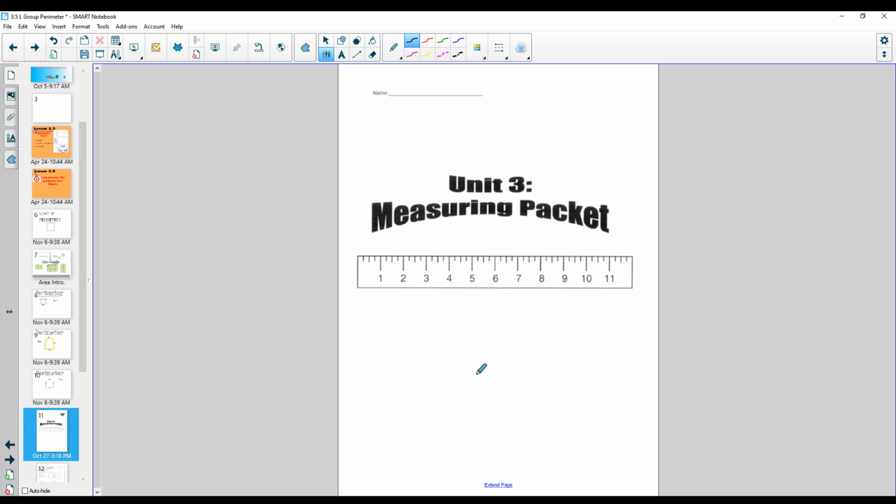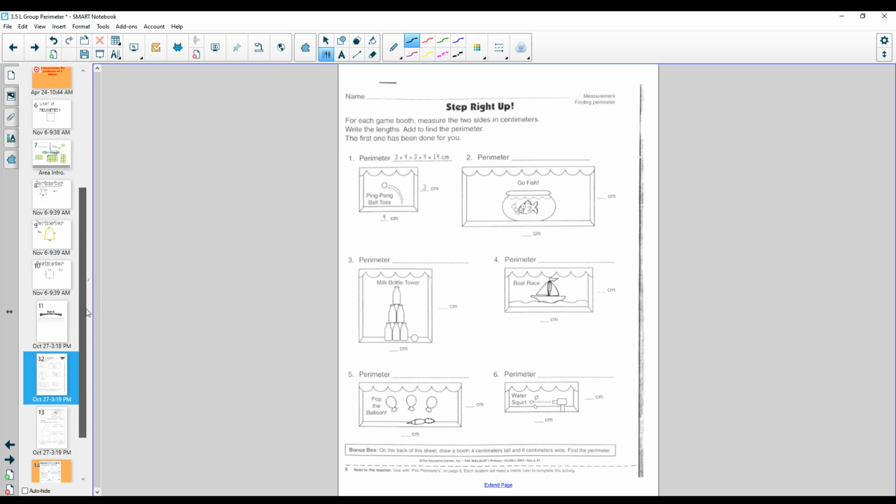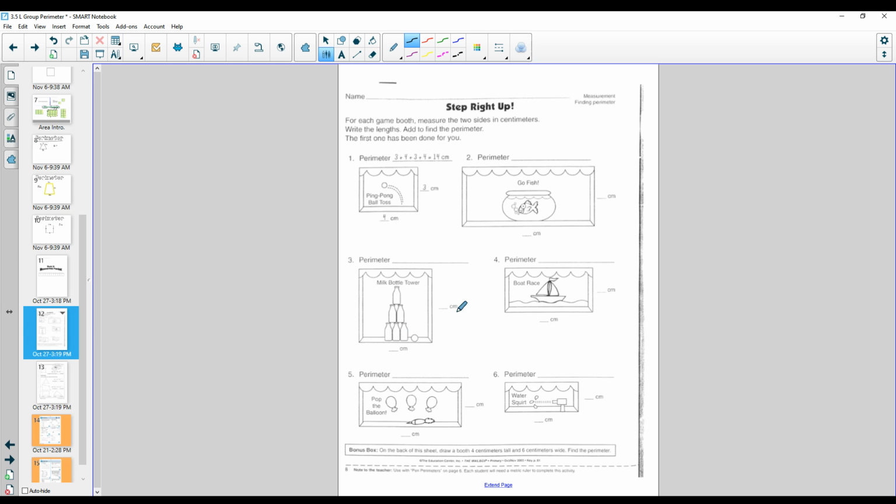So what you're going to do now is open up your measuring packet. You are going to find this page right here. And actually, we're going to do 2 pages today. I'll show you both pages. And look at what it says. It says you are going to measure. And let's see what you're going to use. Centimeters. So you're going to use your centimeter template side, and you're going to measure.